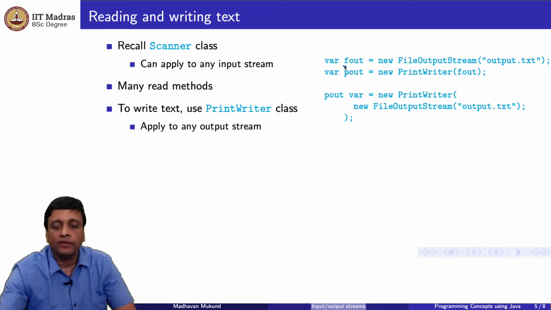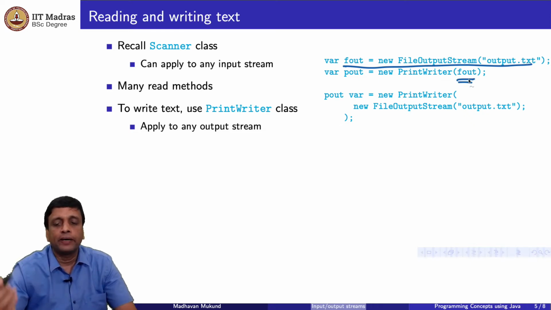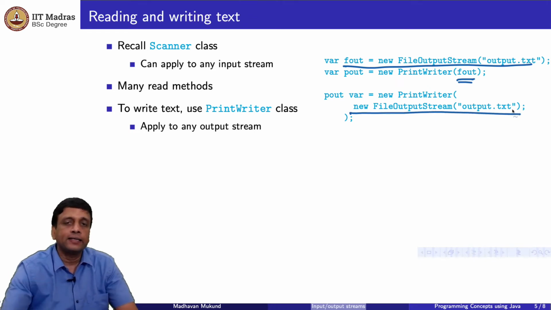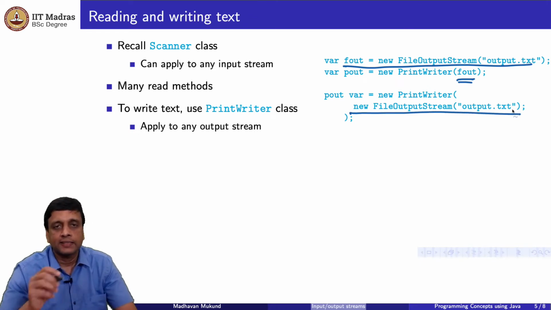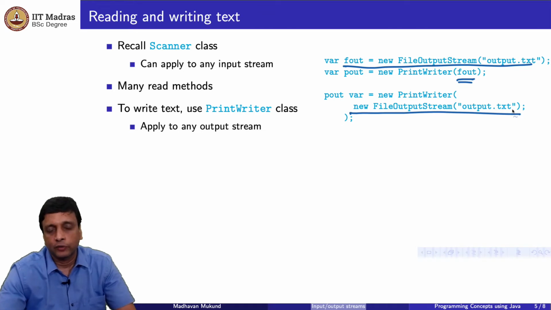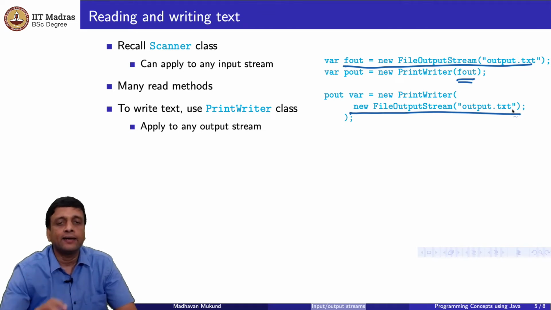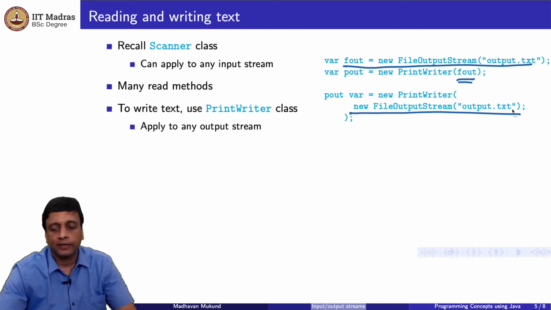Symmetrically, the simplest way to write text data is to create what is called a print writer. Again, you have a stream already given to you. Usually it is an output stream attached to a text file in this case. And on top of that, you build a print writer. And as before, you can create the print writer directly by passing the stream constructor as the argument to it. You don't have to separately create the output stream and then pass it to the print writer.